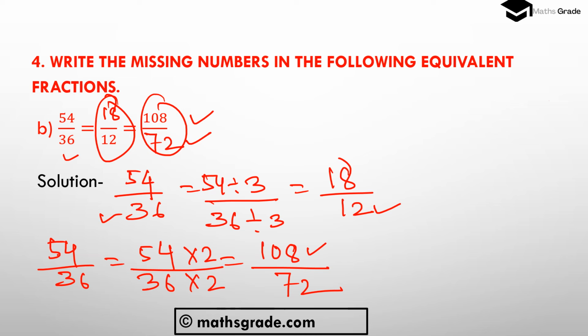So when we convert a fraction into an equivalent fraction, just find out the LCM, make the denominator equal to the LCM, and multiply the same number with both the numerator and the denominator. Then the fraction that we get is the equivalent fraction of the given fraction.